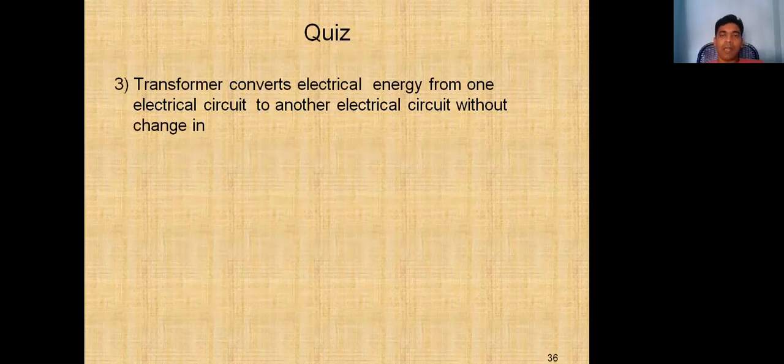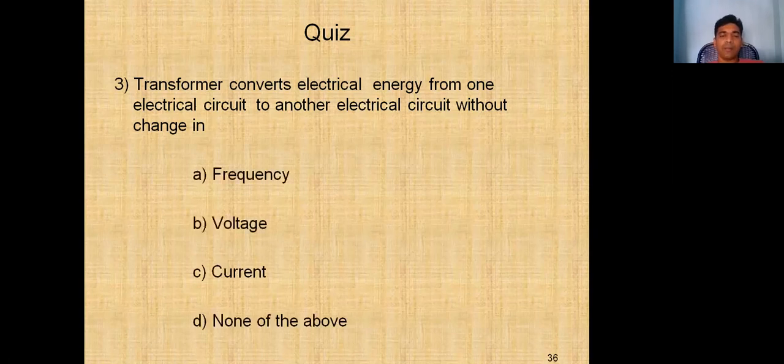Transformer converts electrical energy from one electrical circuit to another electrical circuit without changing: option A, frequency; option B, voltage; option C, current; option D, none of the above. Transformer converts electrical energy from one electrical circuit to another without change in frequency. So with change in voltage and current, but without change in frequency.